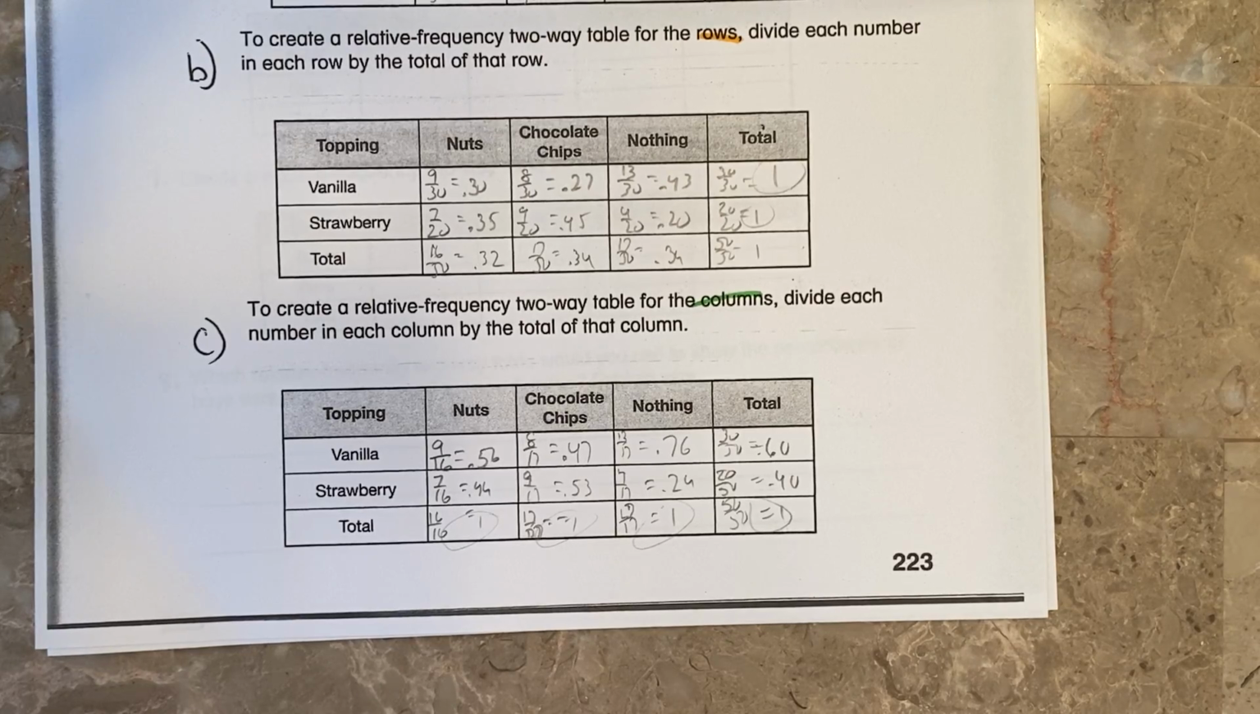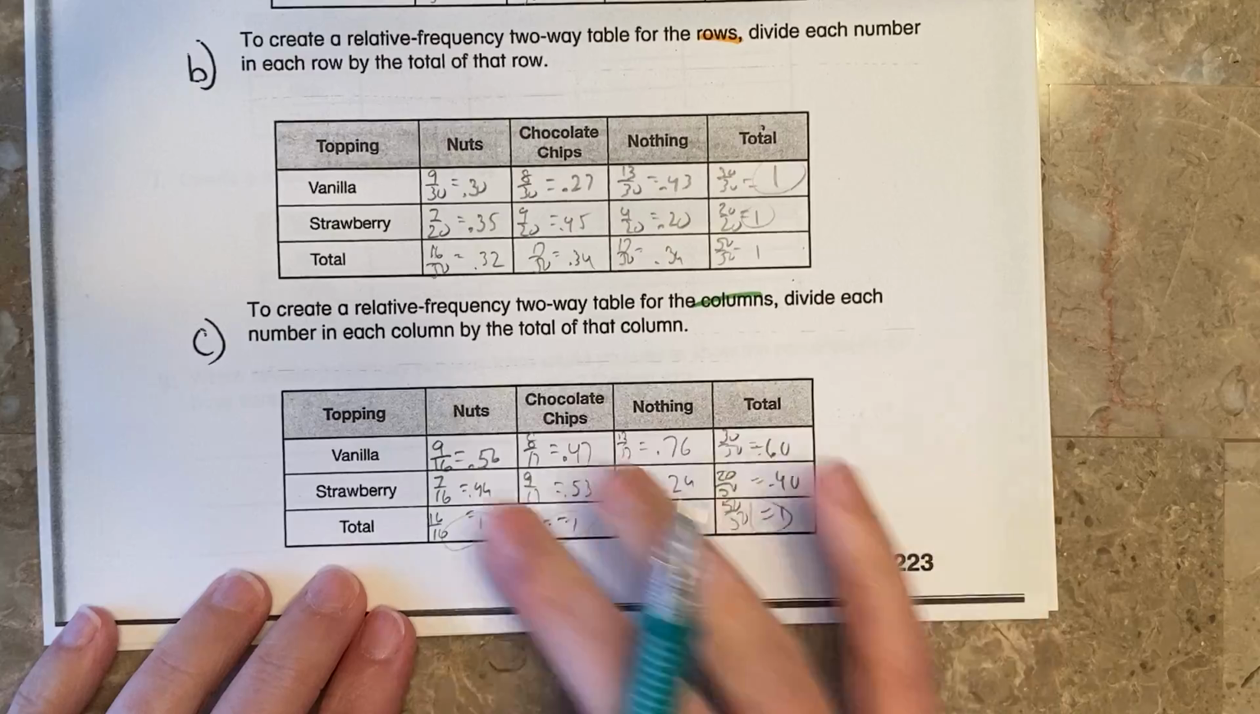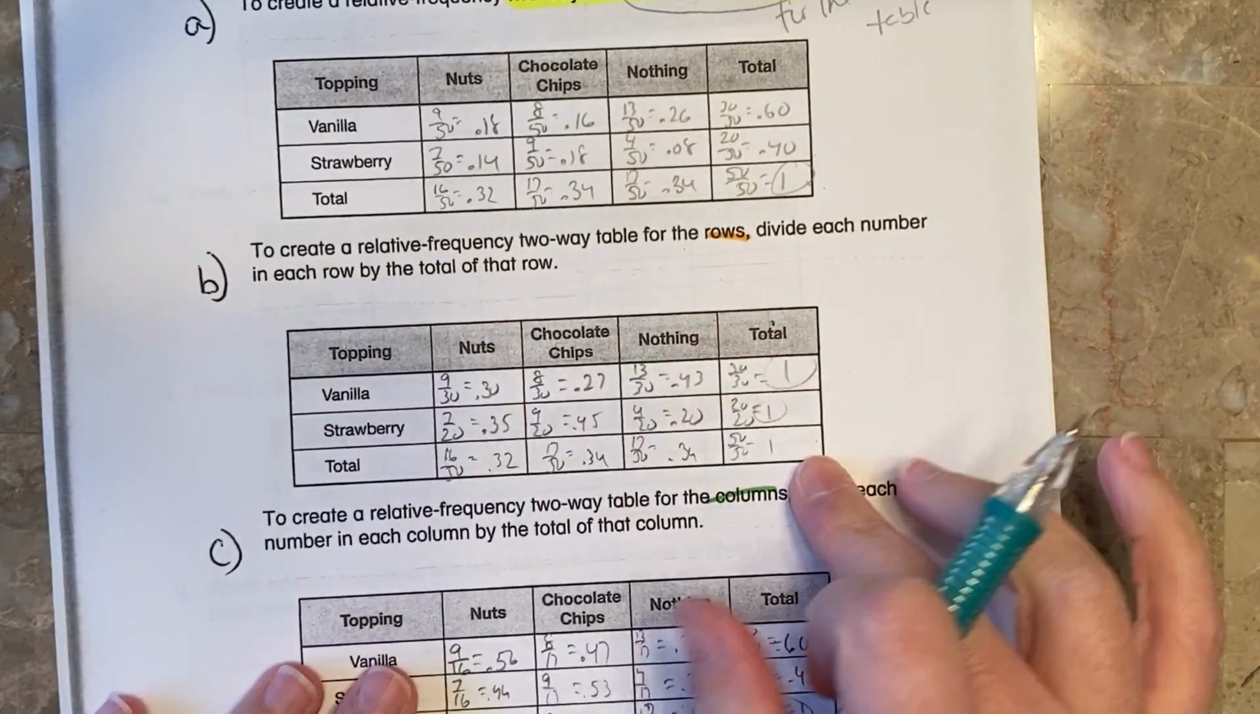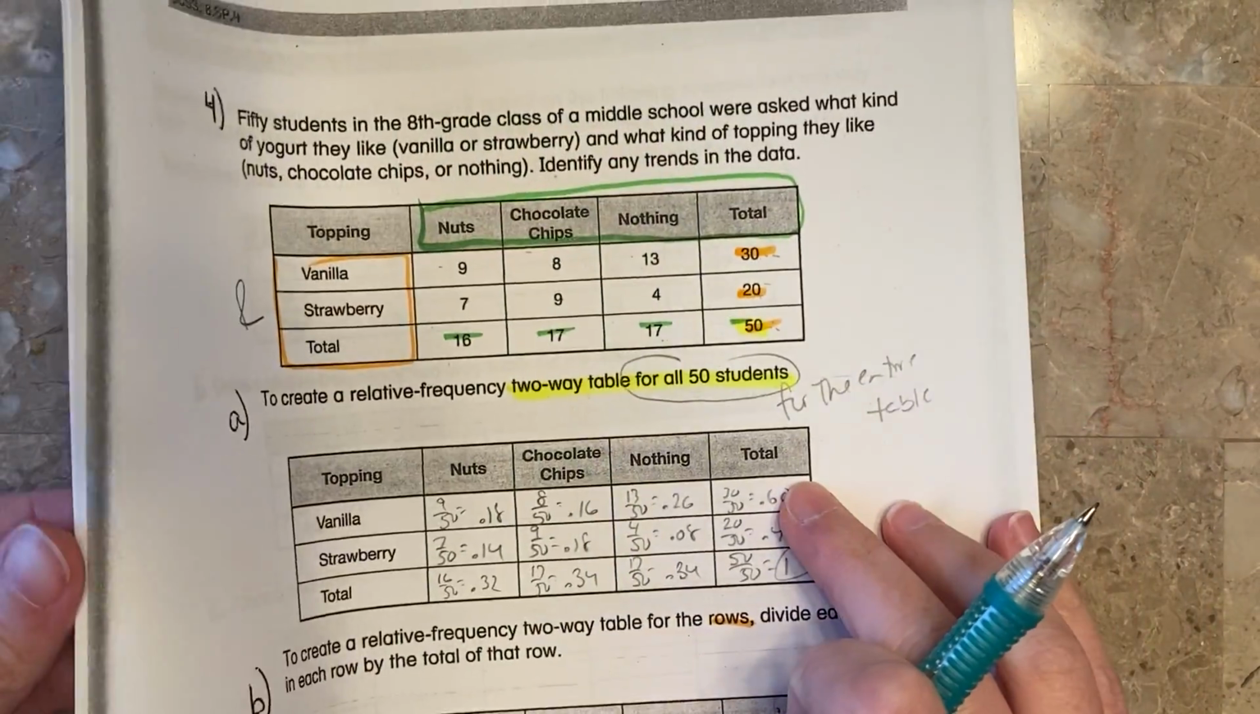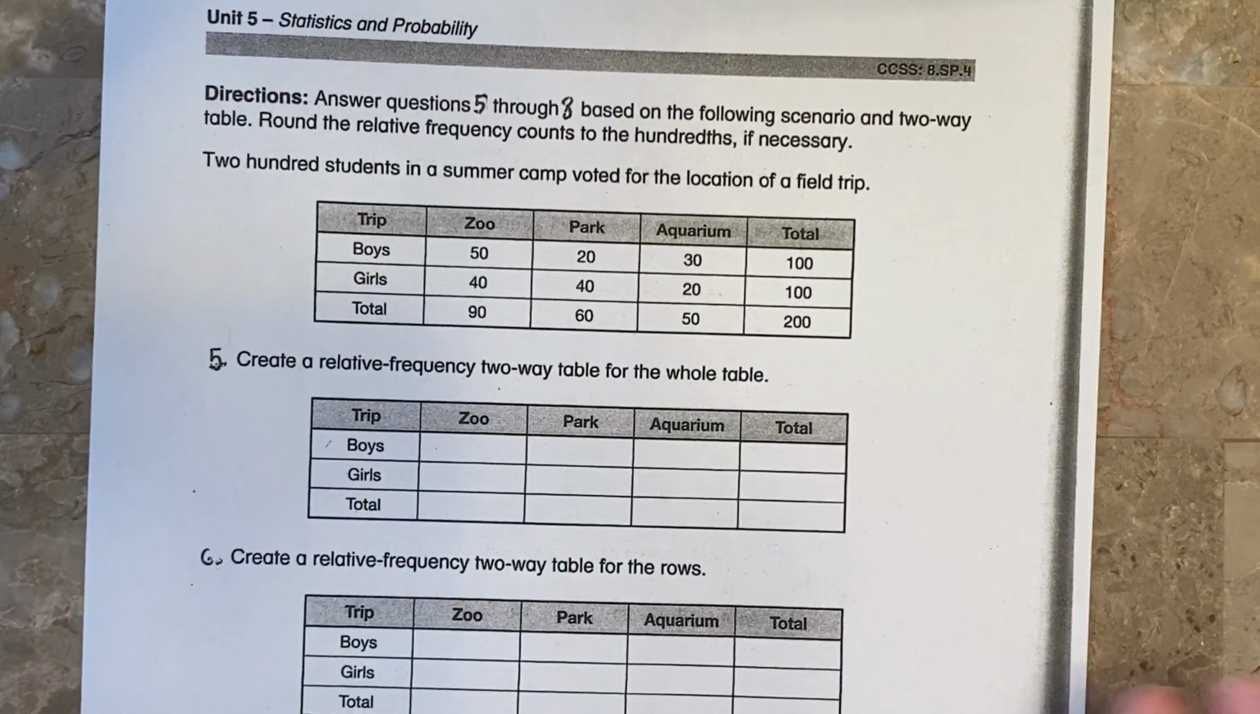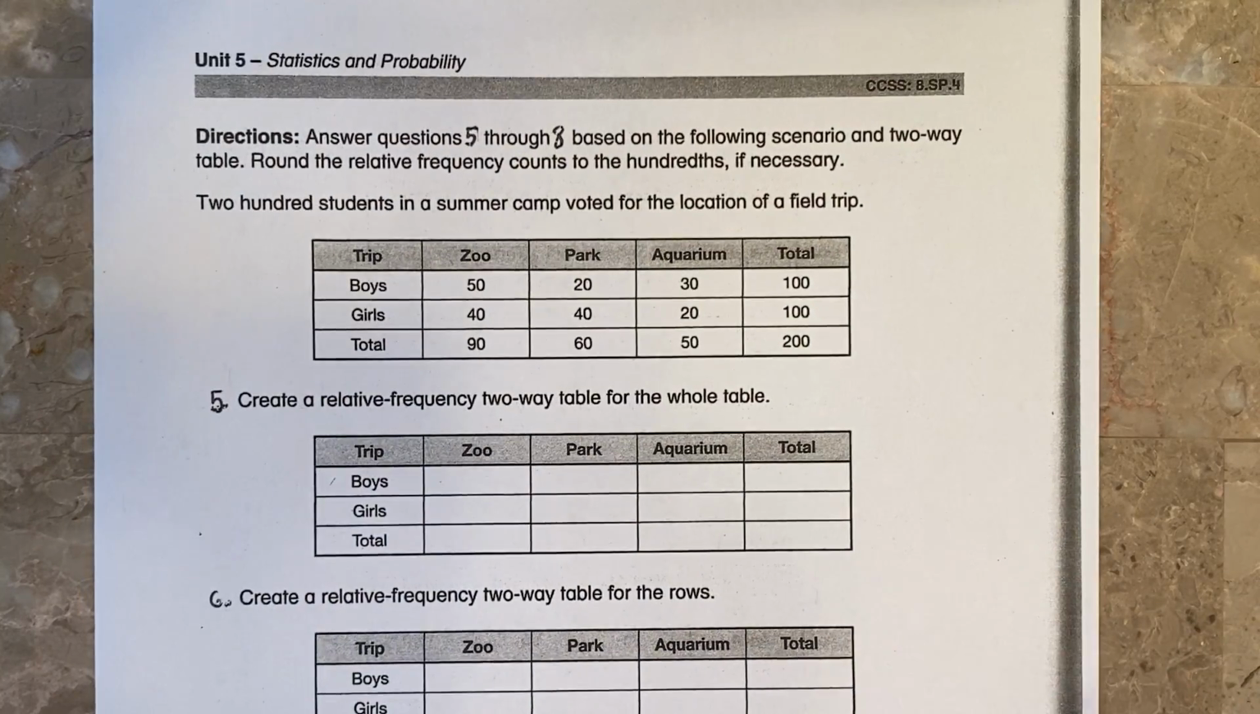And so, all right, I don't think we have any questions to answer for that one. So this is by columns, which is this way. This one's by rows, which is this way. And this one is for the entire table. All right, and then the last question. So I want you guys to go ahead and try this last one on your own. Okay, so stop the video and try it. And when you're done, come back and check your work.